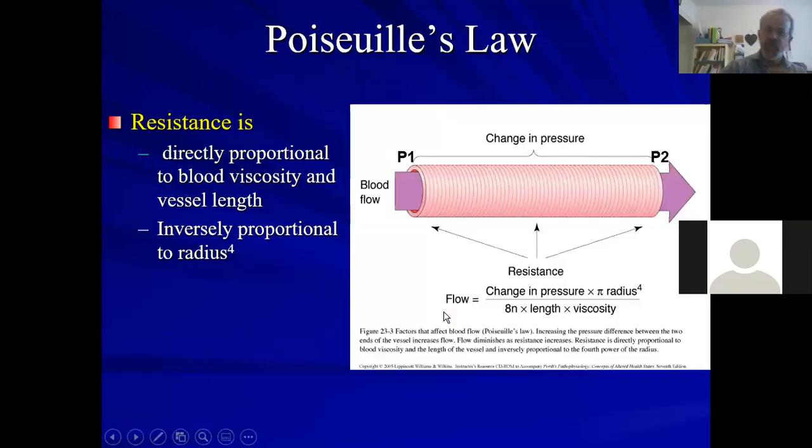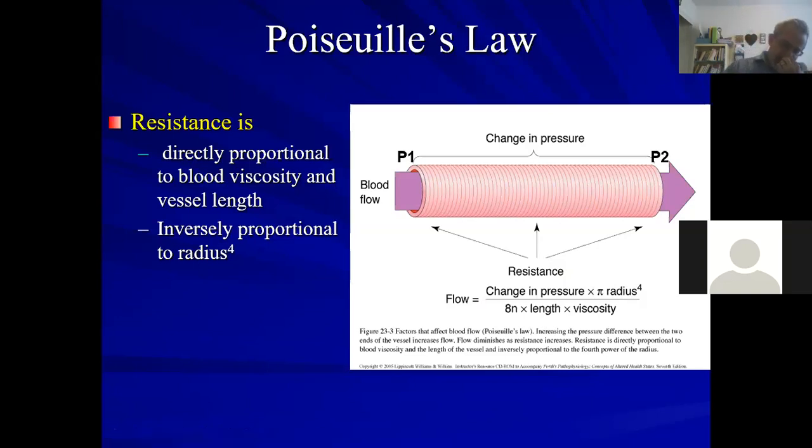If we plug that into an equation, this is the full equation for Poiseuille's law. And there's a couple interesting numbers here. Flow is equal to the change in pressure, that's the delta P, times pi, pi is just a constant, times radius to the fourth power. In the denominator, we have the length and the viscosity times 8n. N is just the number 1. So you would basically say 8 times length times viscosity.